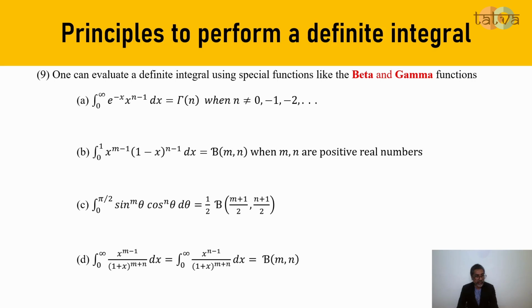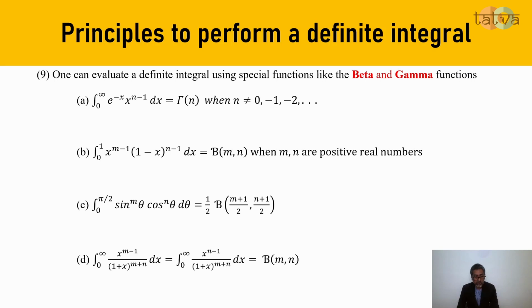But there are some integrals of the form x power m minus 1 into 1 minus x power n minus 1 dx from 0 to 1. And this output will be a number which is represented as beta m comma n. And this beta is a special function. So the problem is, unless you know what the gamma n values and the beta m n values are, you cannot produce a numerical result.